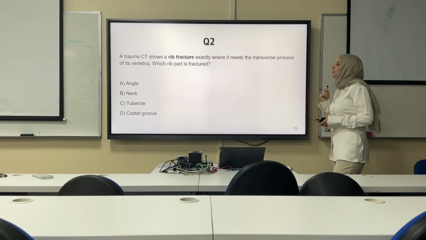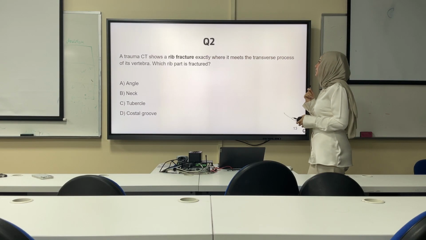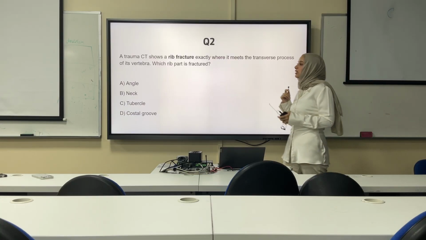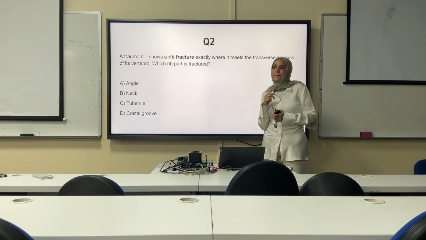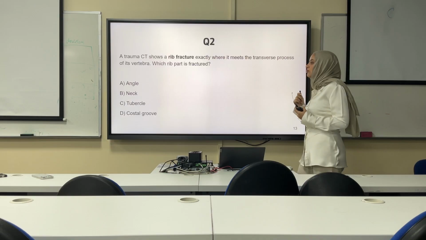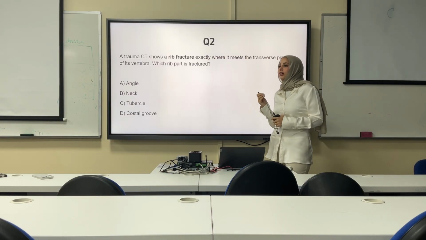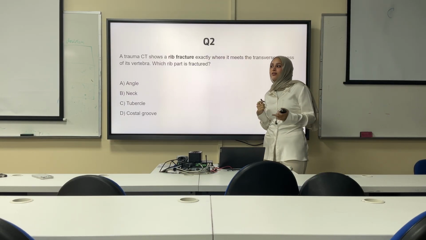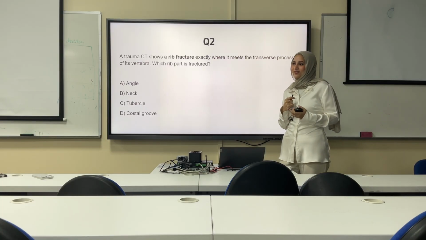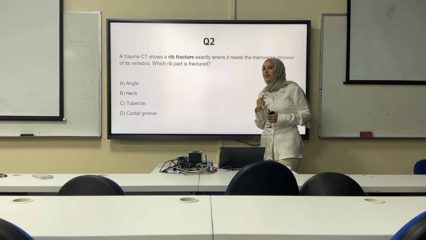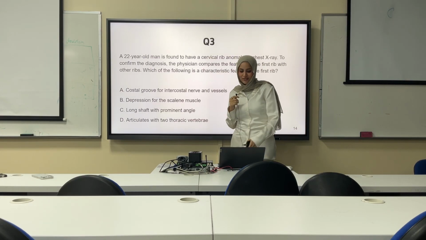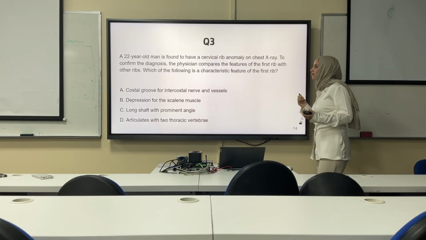A trauma CT shows a rib fracture exactly where it meets the transverse processes of its vertebra. Which rib part is fractured? Tubercle? Why not the angle? Didn't I already say that the angle is the weakest point? But it says it meets the transverse process. Right, bravo. That was a trick question, so don't be like me, basically. Speaking from experience.